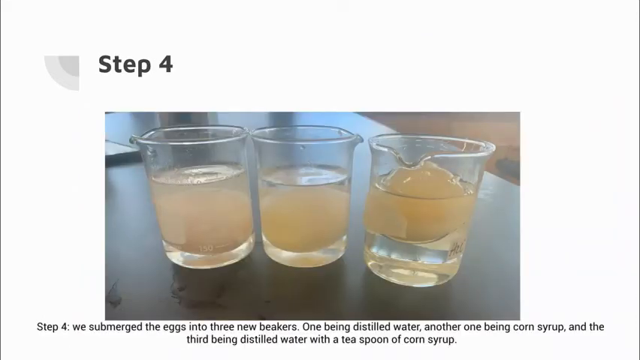Step 4: submerging the eggs into 3 new beakers. One is distilled water, another one is corn syrup, and the third one is distilled water and a teaspoon of corn syrup.